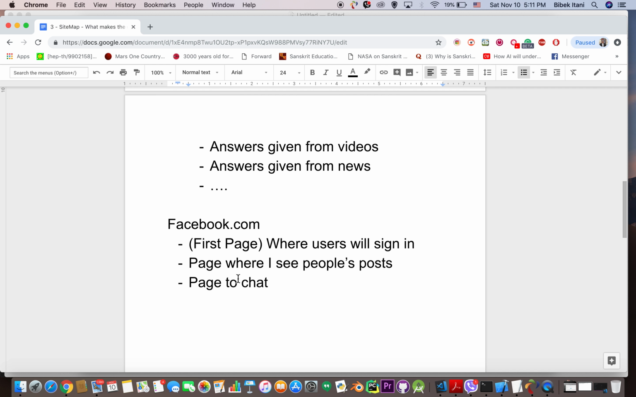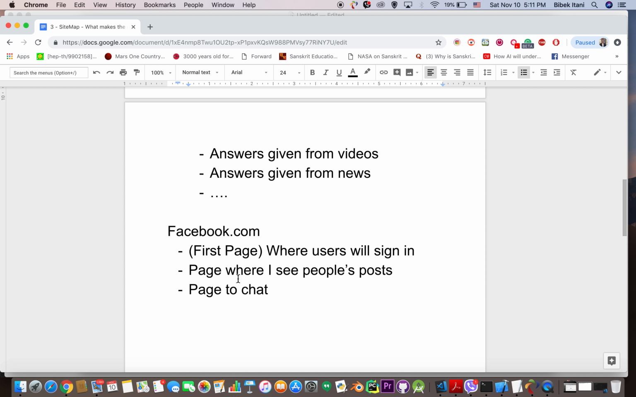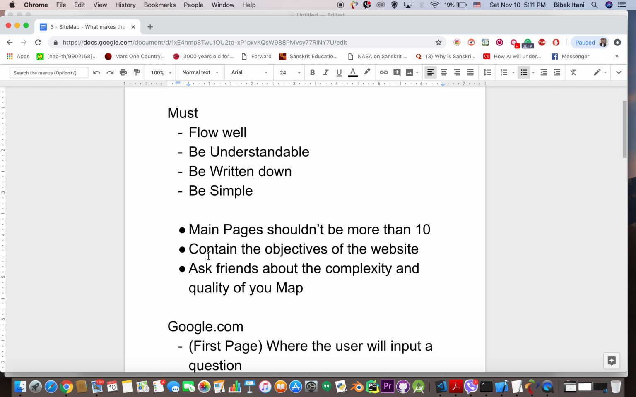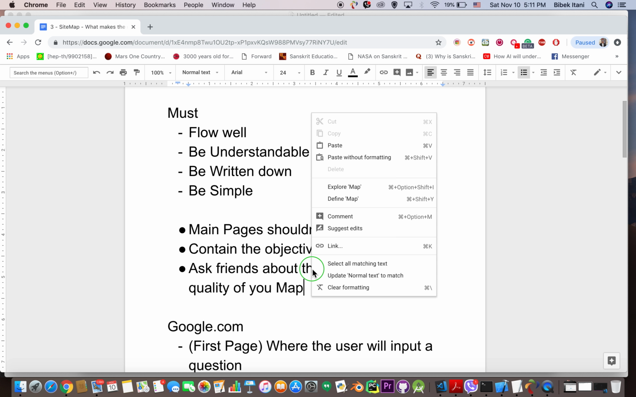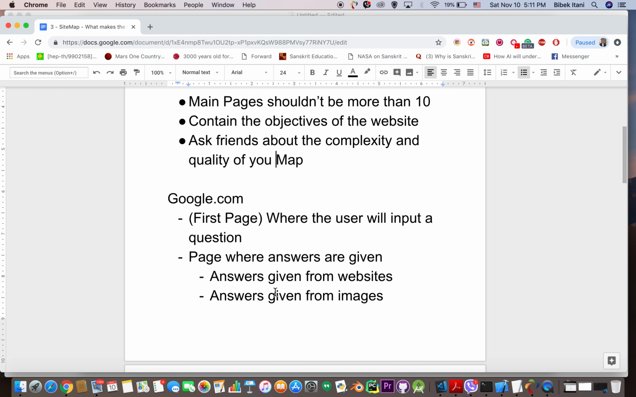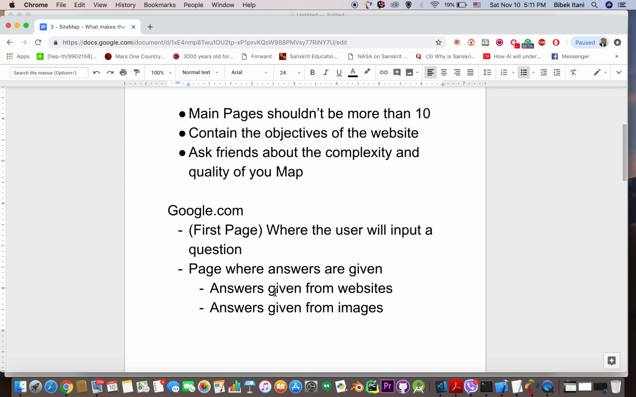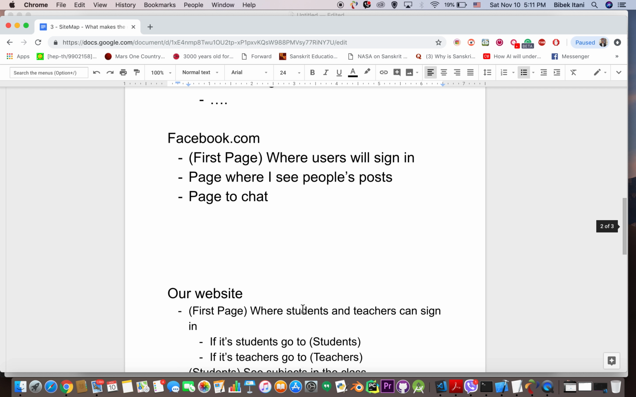So in this tutorial series, we are building our own website which will allow teachers to give quizzes and students to answer quizzes. That is the objective. Just as I said, it should contain just the objectives of the website, and the main pages should not be more than 10. So I sat down to write a very simple sitemap in a very short amount of time. Maybe it could change, but I think we'll go with this based on the simplicity.